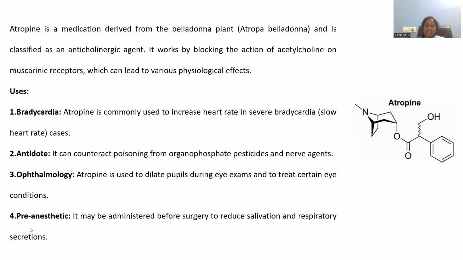Here, some of the essential applications for atropine are provided. Bradycardia: atropine is commonly used to increase heart rate in severe bradycardia. Bradycardia is a cardiological disorder where the heart pumping becomes very slow, so blood circulation and blood purification become very low. At that lower heart rate, we consume atropine, so that it enhances the pumping of the blood by the heart, and the heart rate increases.